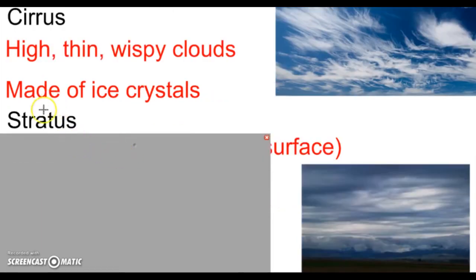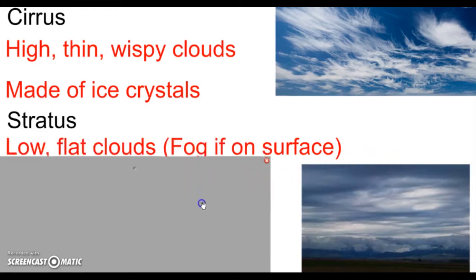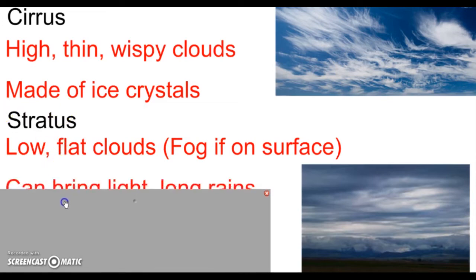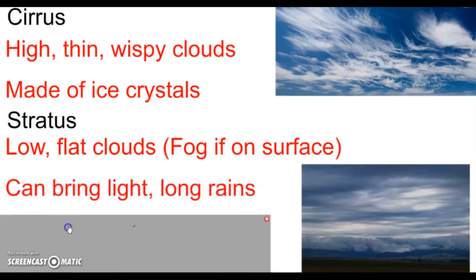Okay, the next type of cloud we should know is the stratus cloud. This looks like someone put a blanket over the atmosphere. These are low, flat clouds. If it's on the surface, it's called fog. So whenever you wake up in the morning and you've got a low, flat cloud around your house, we call it fog, and that's a type of stratus cloud. Stratus clouds can bring long and light rains.